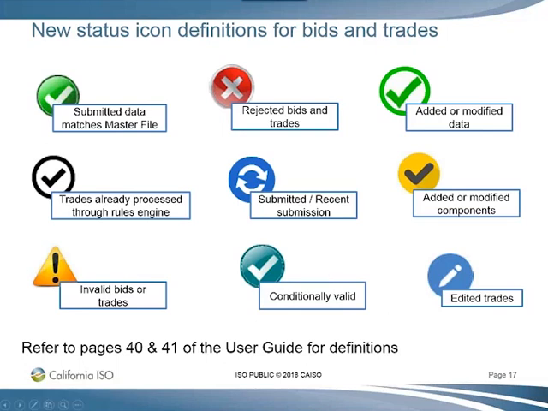And you are still going to see that yellow triangle, but that is invalid bids or trades. So again, look at those definitions in the user guide, and that way you'll have an idea of what these all stand for.